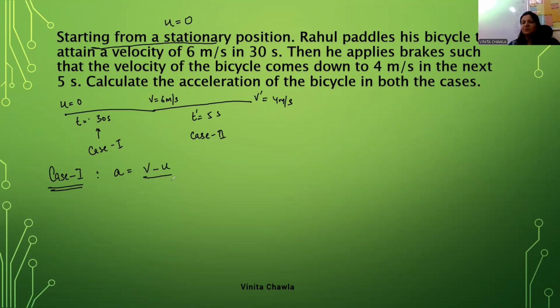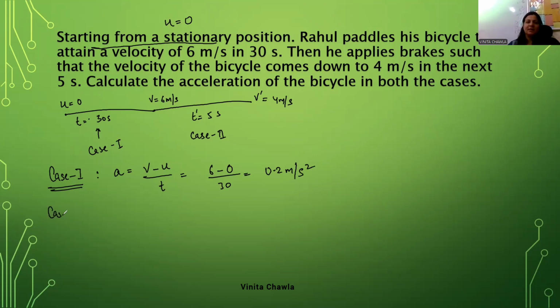Yes, acceleration is v minus u by t. v is 6 minus 0 upon time, which is 30 seconds. So it's 1/5. This is what you're getting, no? 1/5, or 0.2 meter per second square.